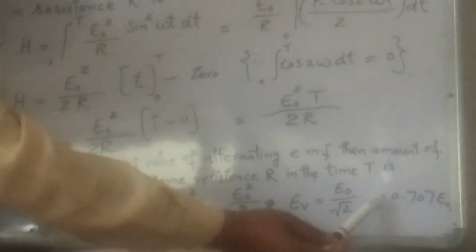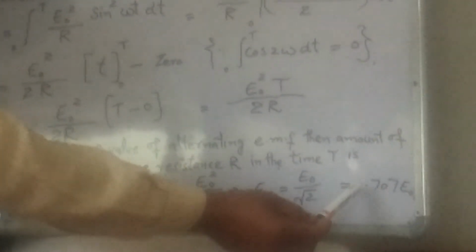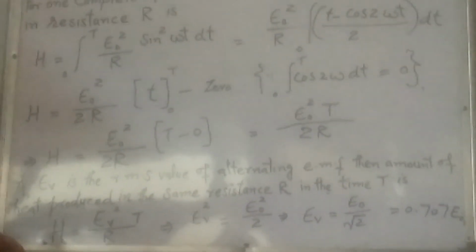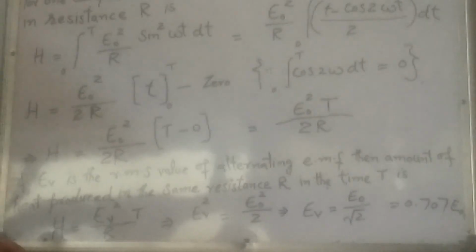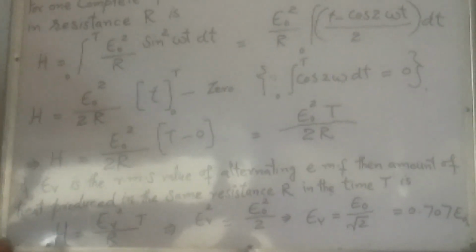Its value becomes, on calculating by rationalizing, E0 by under root 2 equal to 0.707 E0. That is, the root mean square value of alternating EMF is 0.707 times the peak value of alternating EMF. This completes the root mean square value of EMF.